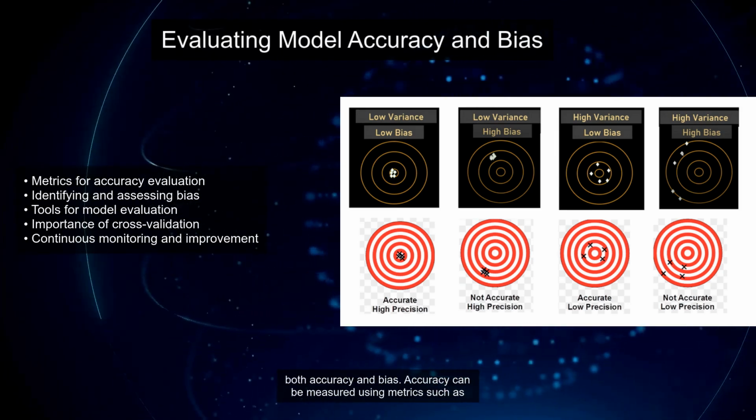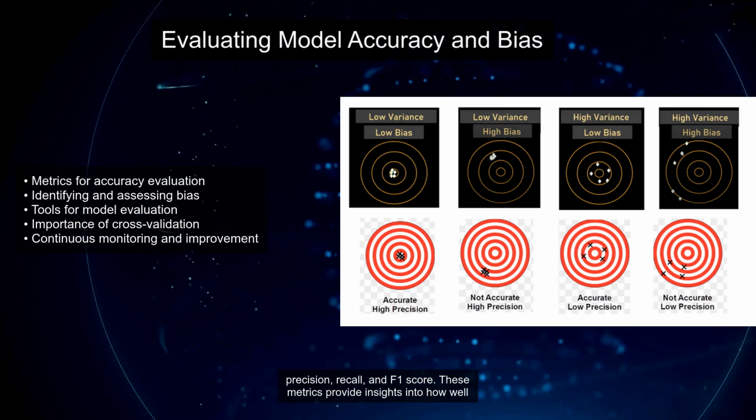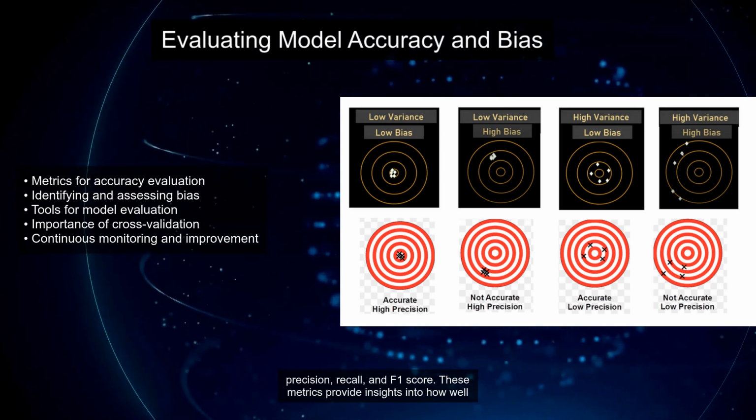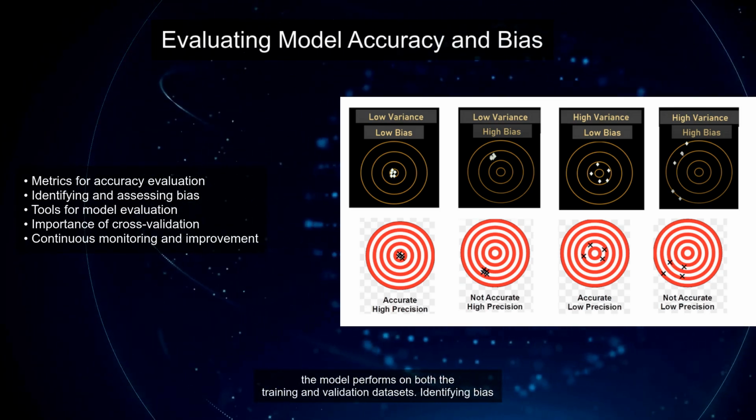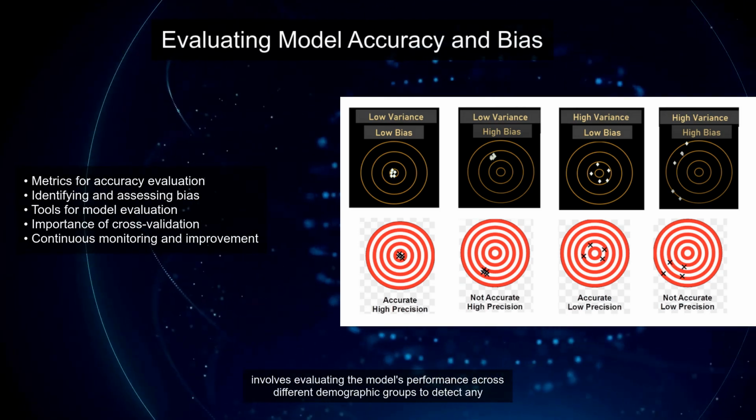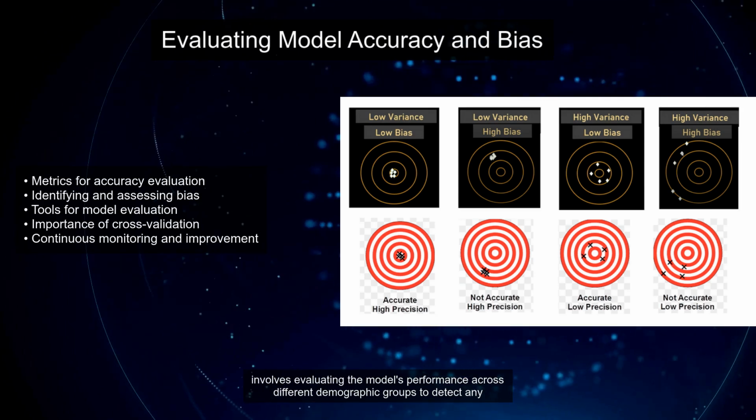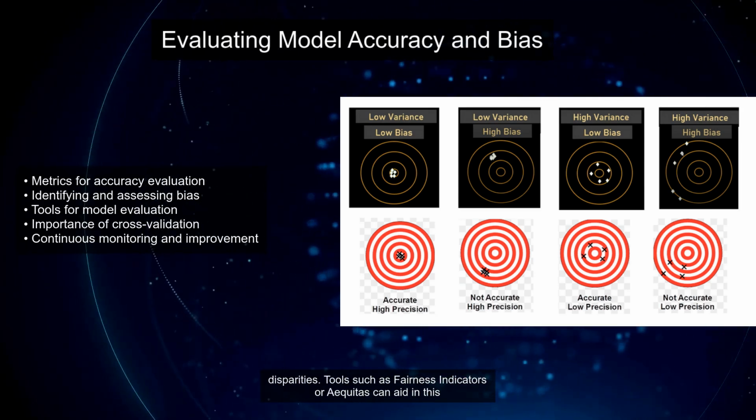Accuracy can be measured using metrics such as precision, recall, and F1 score. These metrics provide insights into how well the model performs on both the training and validation datasets. Identifying bias involves evaluating the model's performance across different demographic groups to detect any disparities.